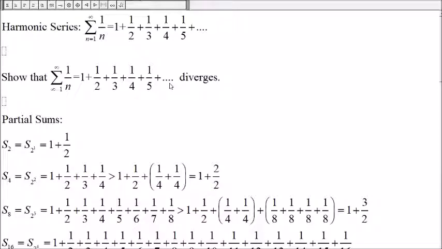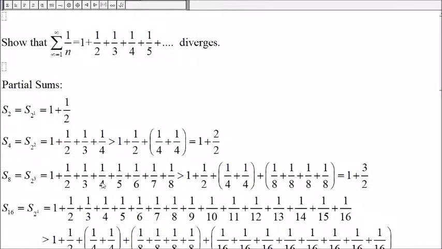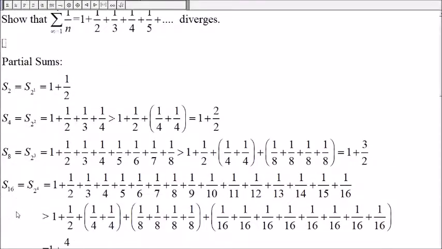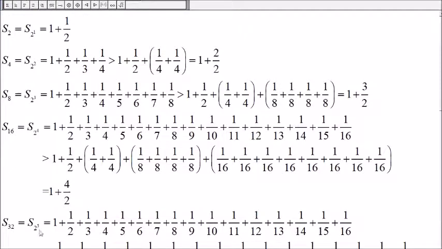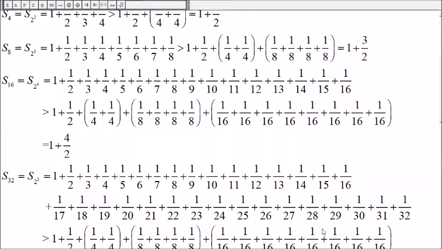To show that the harmonic series diverges, first we'll form some partial sums. So S sub 2 is just the sum of the first two terms. S sub 4 is the sum of the first four terms. S sub 8 is the sum of the first 8 terms. S sub 16 is the sum of the first 16 terms. S sub 32 is the sum of the first 32 terms.